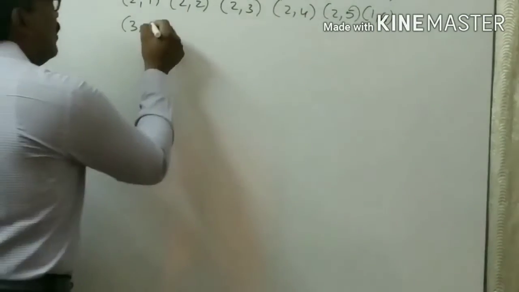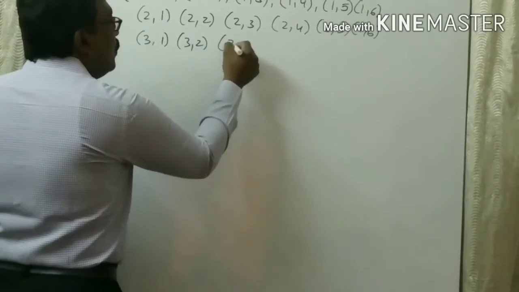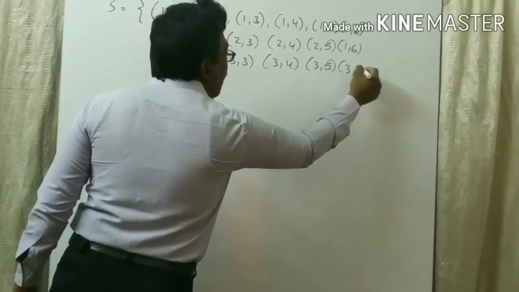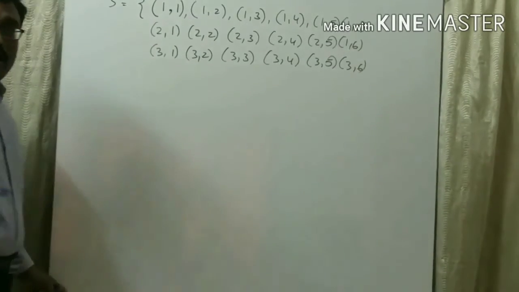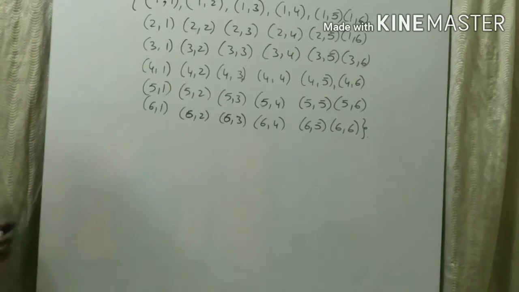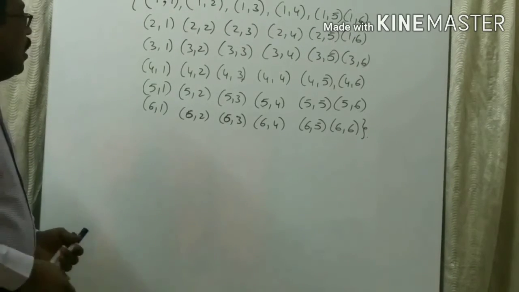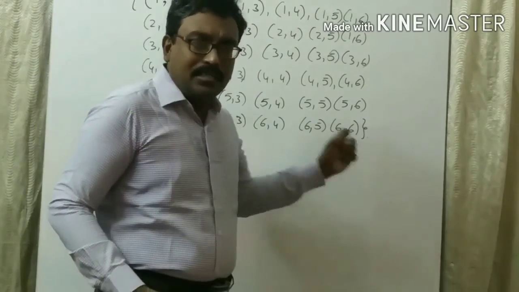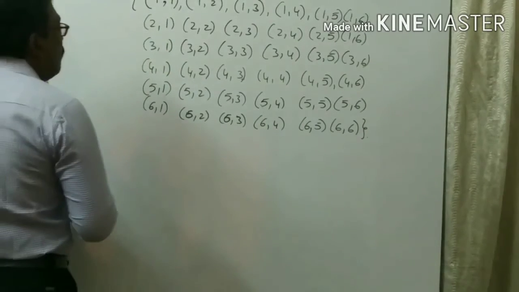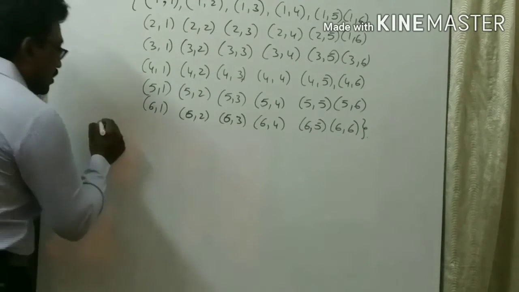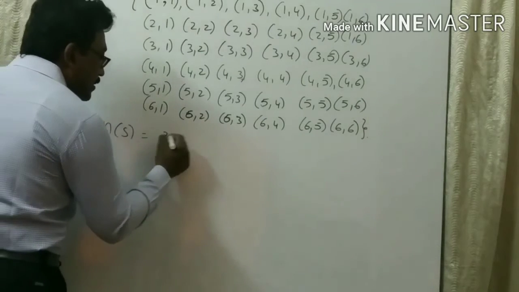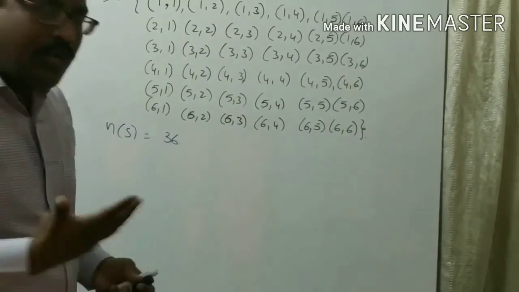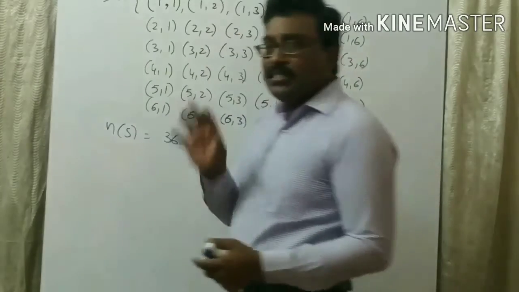Now for the third one: 3,1; 3,2; 3,3; 3,4; 3,5; 3,6. Then the fourth one: 4,1, and so on, 5,1, 6,1, up to 6,6. So total number of sample spaces, how many do we have? That is 36.